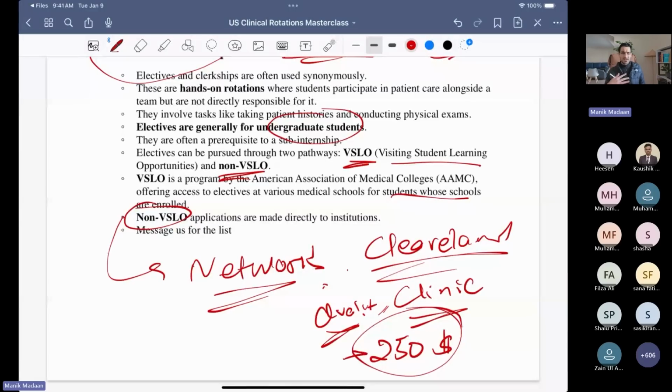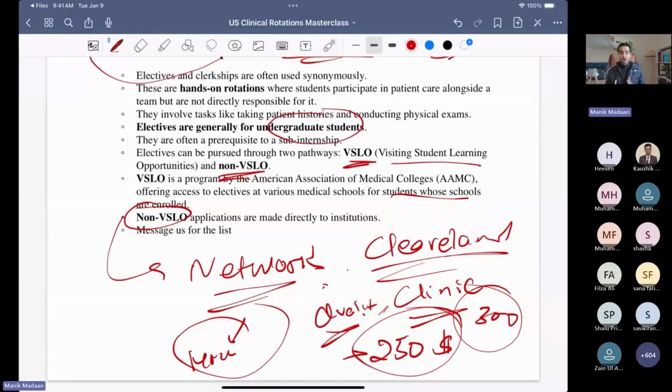In my time it was $250. Now it must be higher or something. But it's $250 to $300, and they also pay for your housing. So all you're paying for the experience is $300 plus, and your housing is taken care of. But it's very hard to land because of this, and it's booked out way in advance because of this.